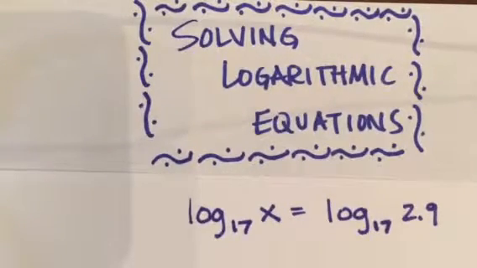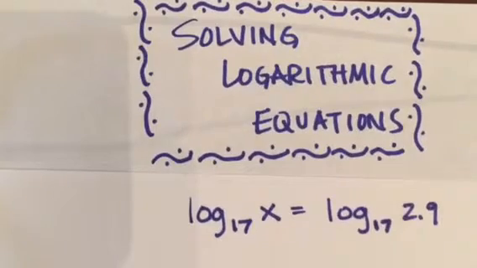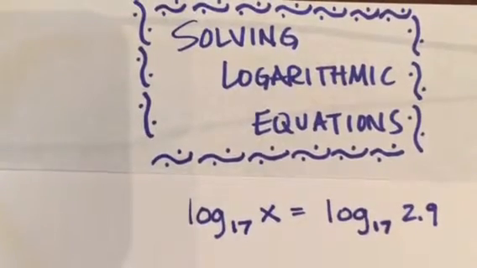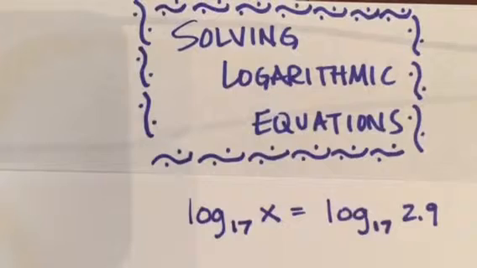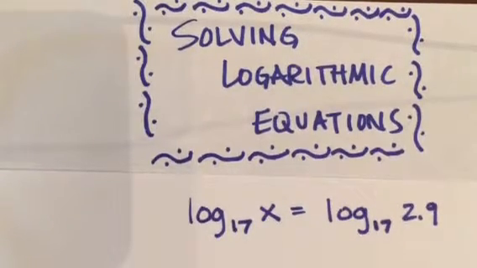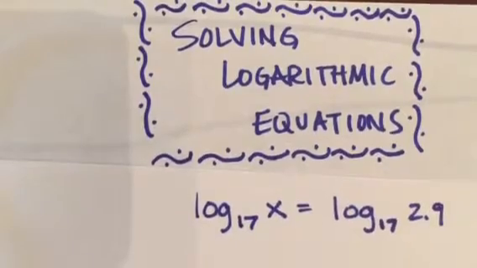And this really comes down to the one-to-one property, and that's really what we're going to use quite substantially in these kinds of equations. We're looking for an equation where we have a log on one side of the equation, which is equal to a log with the same base on the other side of the equation. And if that's true, then we can drop the log part altogether and just equate the arguments. So let's take a look.